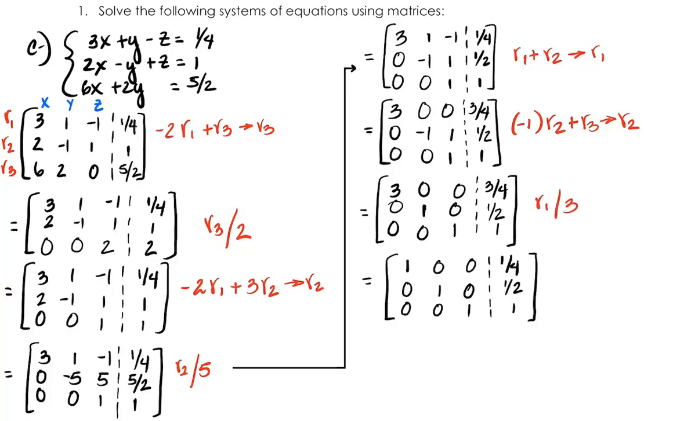So now we can solve for x. The x coefficient is 1. So we can say that x equals 1/4. The y coefficient is also 1. So we can say that y equals 1/2. And the z coefficient is 1. So z equals 1. So the solution to the system is x equals 1/4, y equals 1/2, and z equals 1. Moving on to part D.